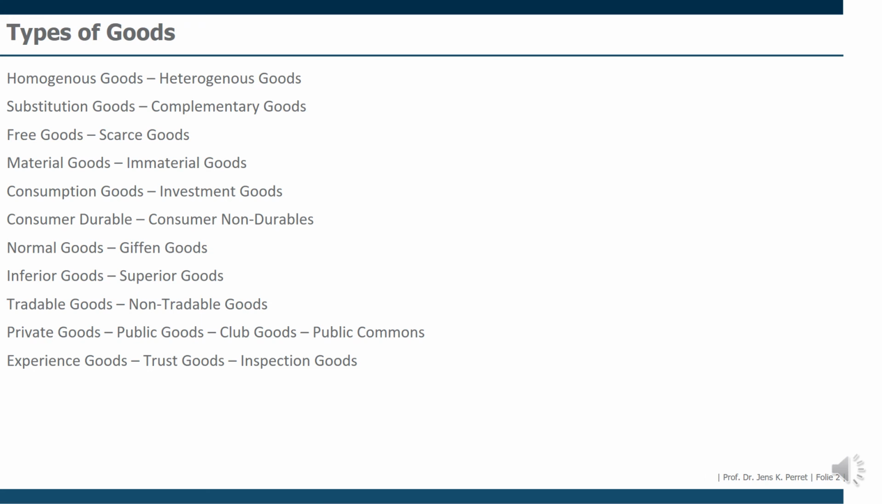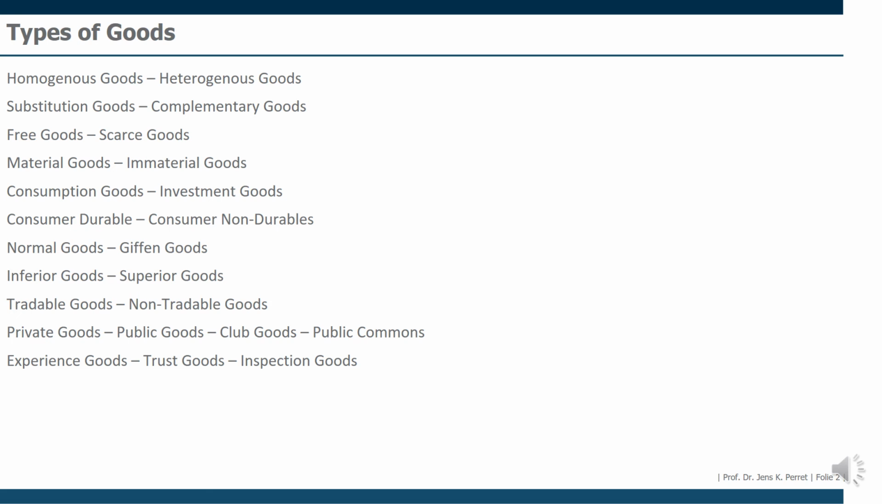Sorry, I mixed this up. Experience goods is the vacation, whereas the trust good is you have to trust in the quality of the goods. And there, you do not really know this. Even after consumption, maybe even after a lot of consumptions, after a lot of years later, you still do not know about the real quality and the advantages you might have from the consumption of this good.